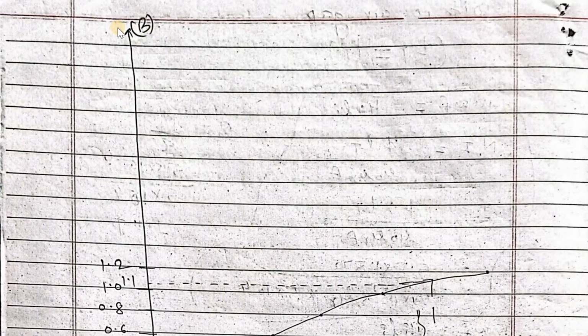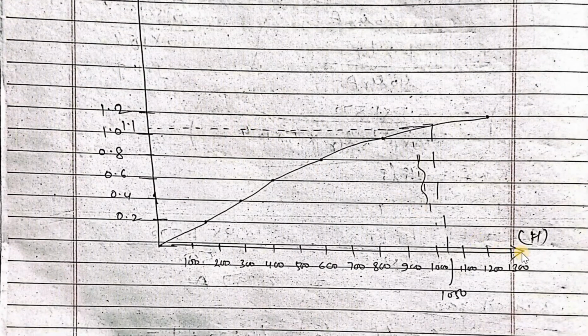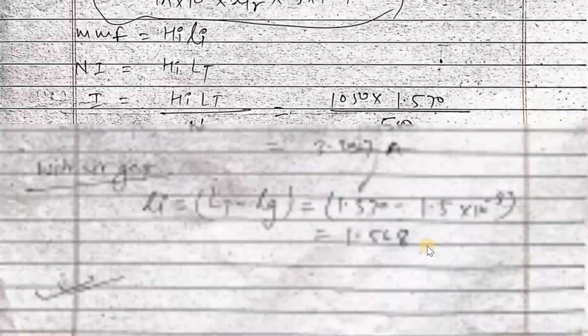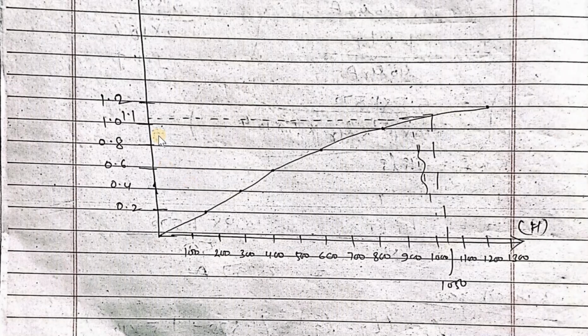And the curve is, this is the value of B, and this is the value of H, and we have found B equal to 1.1. So plotting this curve, we can get this value. 1.1 is nearly equal to here, and the value of H is here.